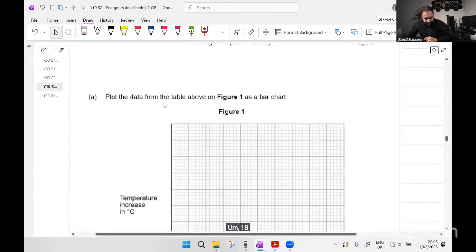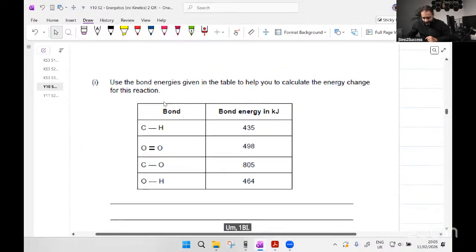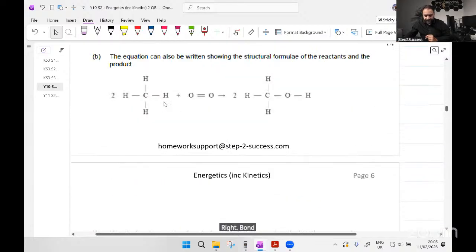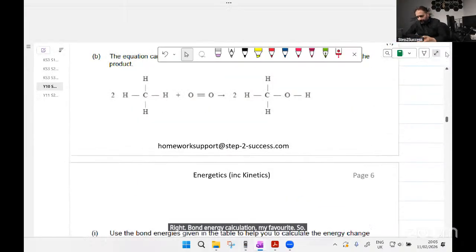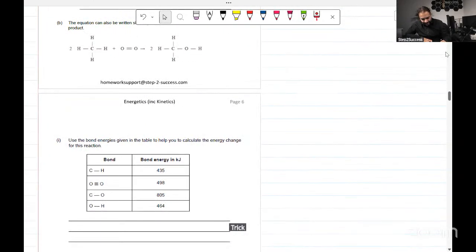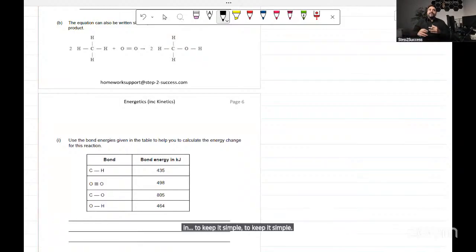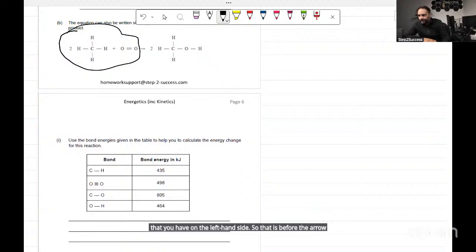1BI. Right. Bond energy calculation, my favorites. Tricky question this. Use the bond energy to help you calculate the energy change for this reaction. To keep it simple, to work out the energy change in a reaction, you have to work out the energy that you have on the left-hand side. So that is before the arrow, all of that stuff.